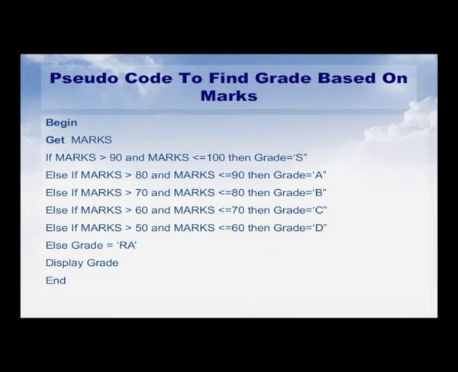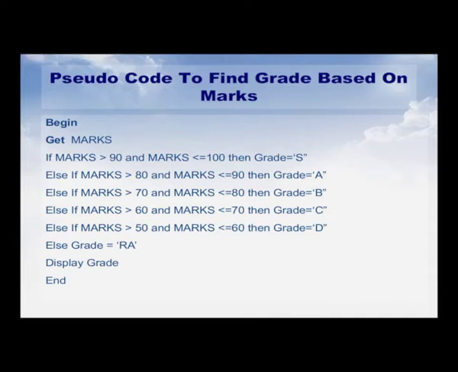Then we use, if the mark is less than 90, then if the mark is greater than 80 but less than or equal to 90, we grade it as A. If the mark is less than or equal to 80 and greater than 70, then we grade it as B. Similarly, if the mark is less than or equal to 70 but greater than 60, we grade it as C. And finally, if the mark is less than or equal to 60 but greater than 50, we grade it as D.